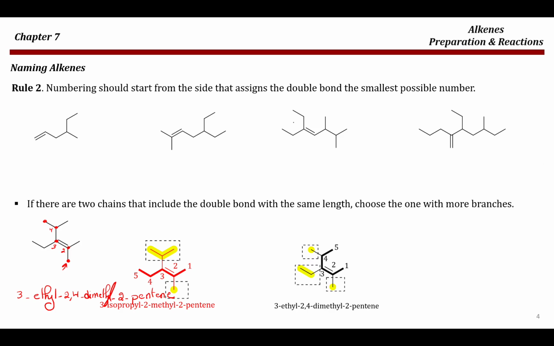So those are the 2 possibilities. If we choose the red one, which is the incorrect one, you will end up with 2 branches only. Whereas if you choose the black one, you are going to end up with 3 branches, which is the correct way for naming this compound.